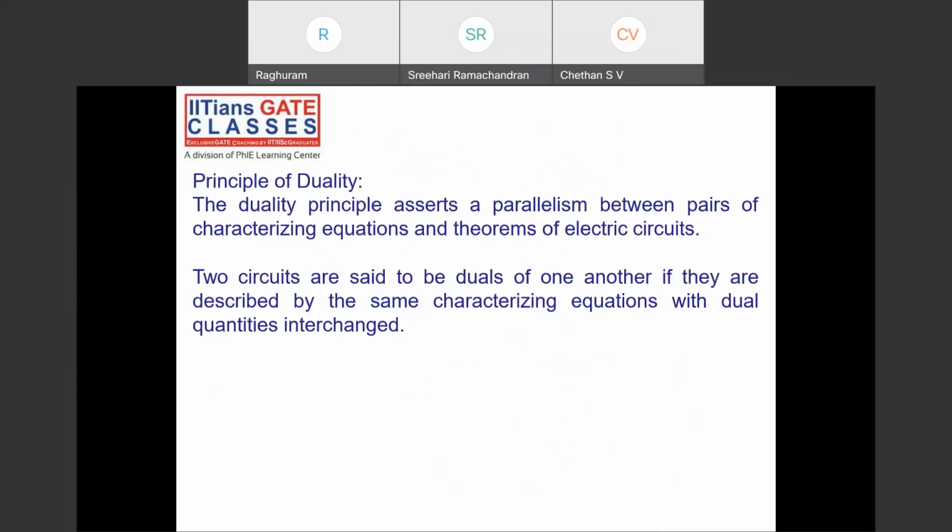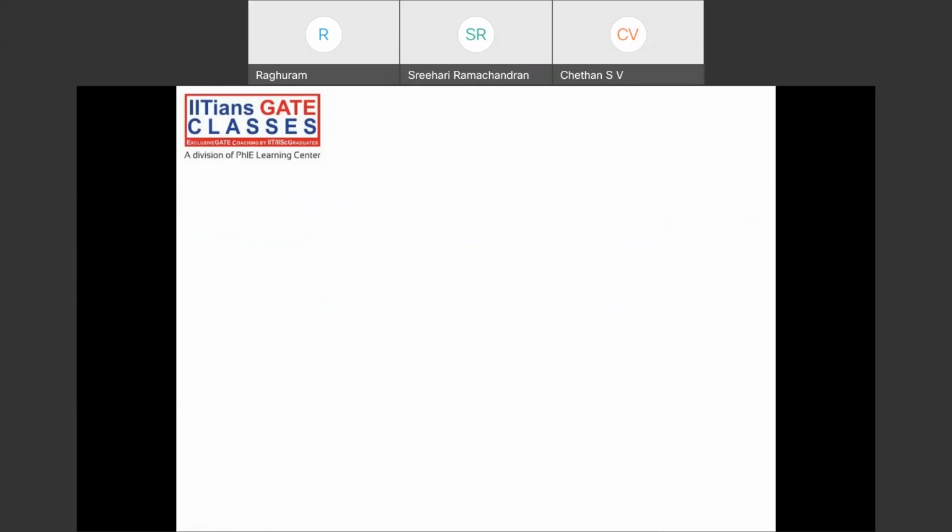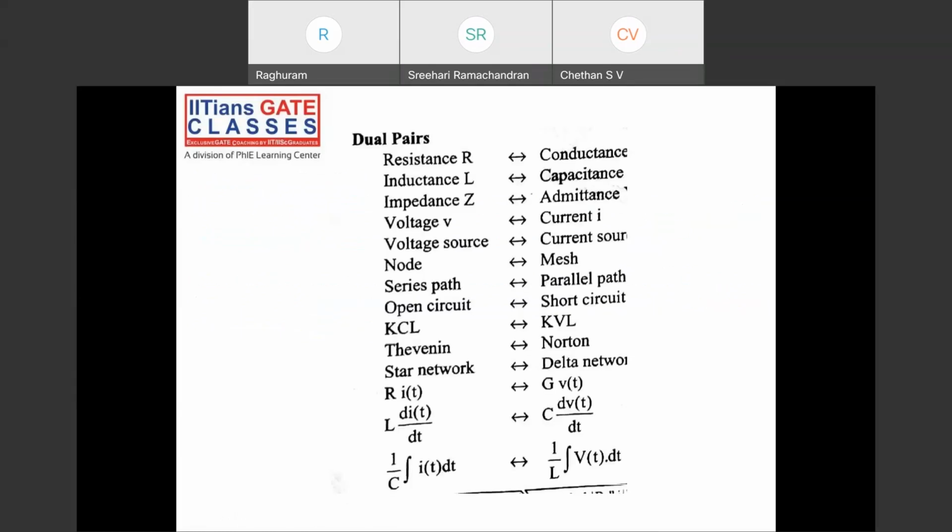Duality is nothing but you can interchange one circuit to another circuit with a pair of characterizing equations and theorems. There is a parallelism between two circuits, or two pairs of characterizing equations or theorems or elements. So first we'll identify what the dual pairs are.